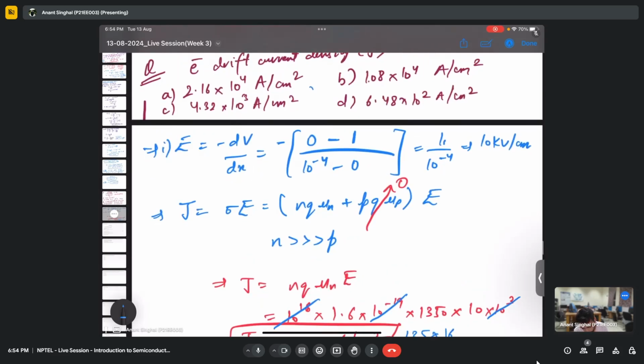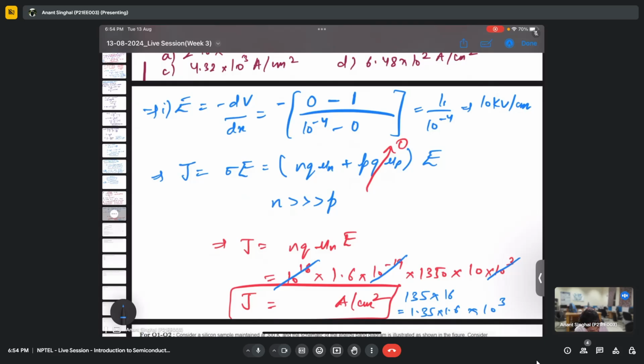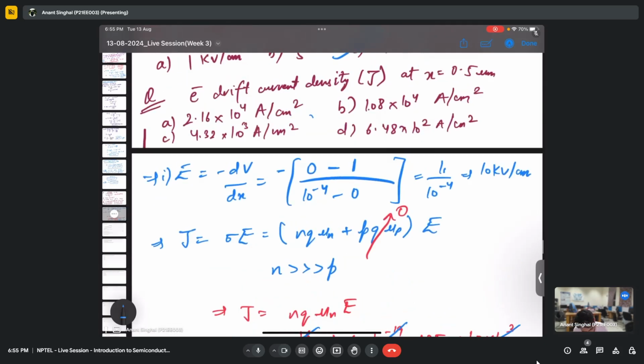Something like that. Okay, so I have 10 raised to 4. Sorry, I have a 10 also. So it will come out to be 2.16 times 10 raised to 4 ampere per centimeter square, which is option A.